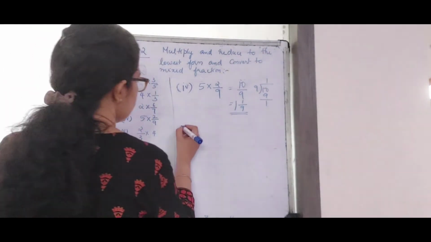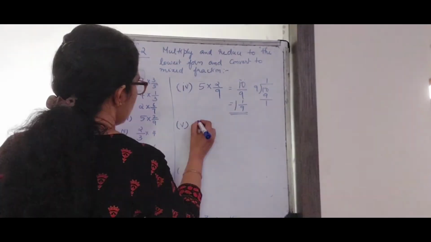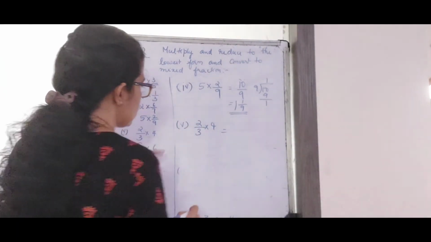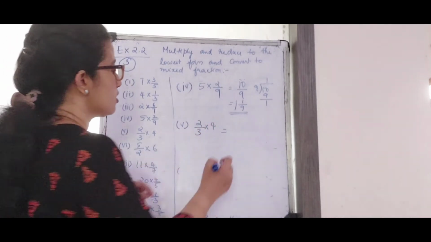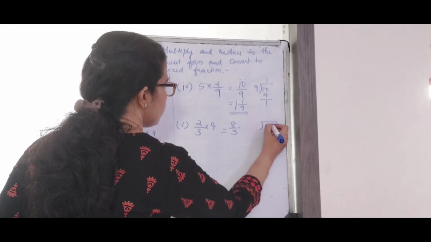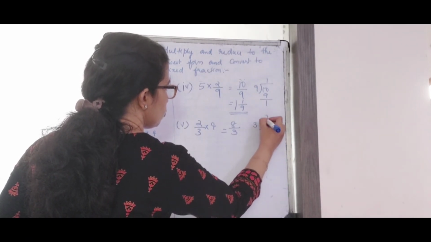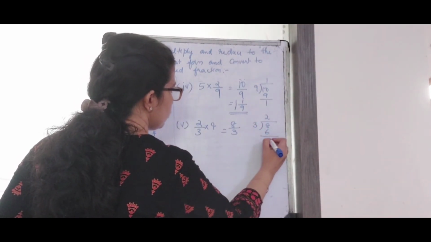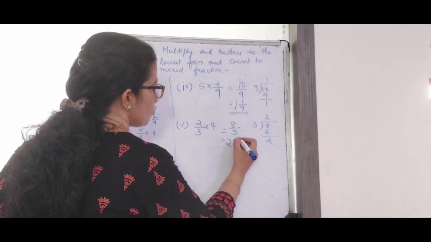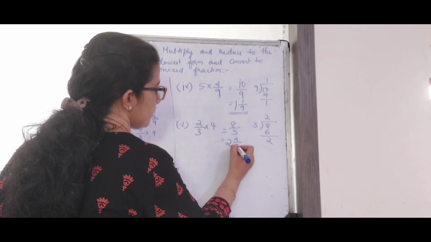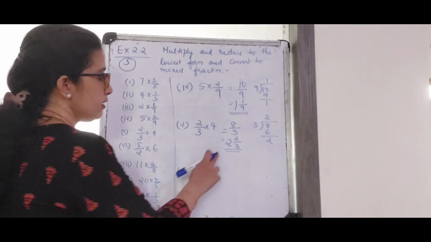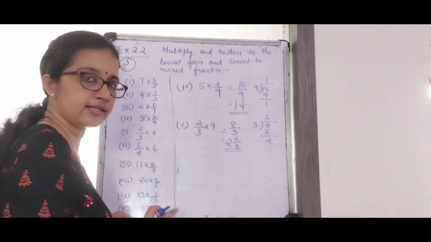Now let's take the fifth problem. 2 by 3 into 4 is equal to 2 into 4 is 8. So 8 by 3. 8 by 3 if you convert, 2 3s are 6, 2. So how will you write? 2 by 3. Quotient into remainder by divisor. Okay, 2 2 by 3 is the answer.